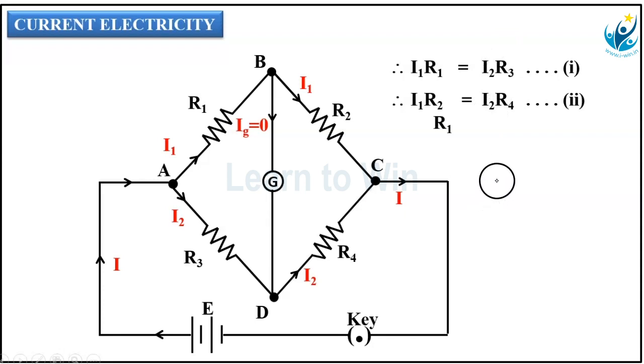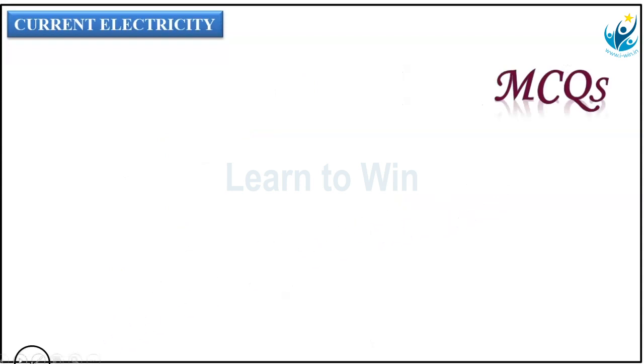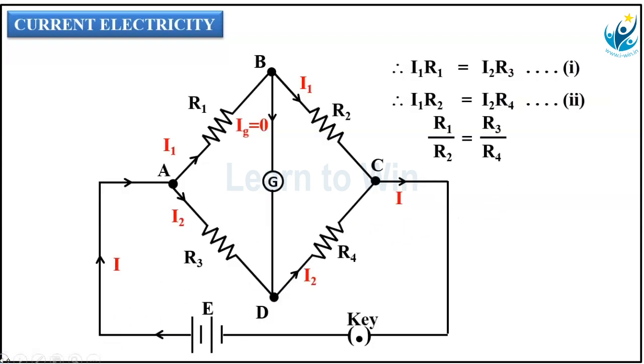I2 cancel. Then we get R1 by R2 is equal to R3 by R4. This is the Wheatstone's bridge. What is the condition for balancing Wheatstone's bridge? That is R1 by R2 is equal to R3 by R4.